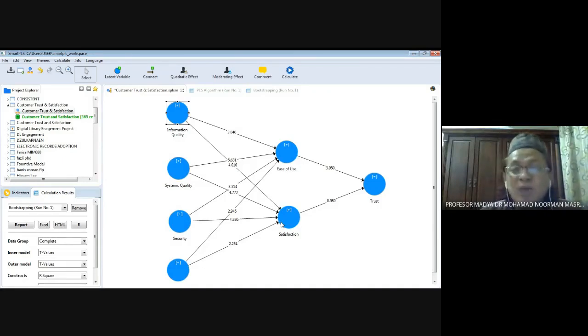Okay, R square. The next one you have to look into is what we call the Q square. Q square is also similar to R square. Okay, let's look at my slide.